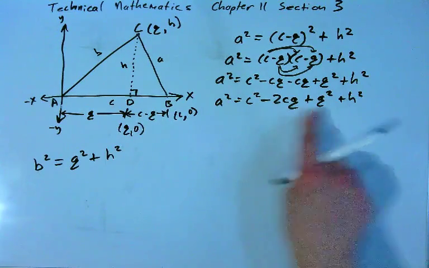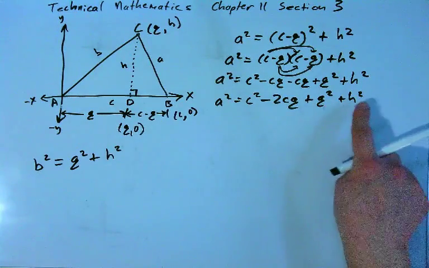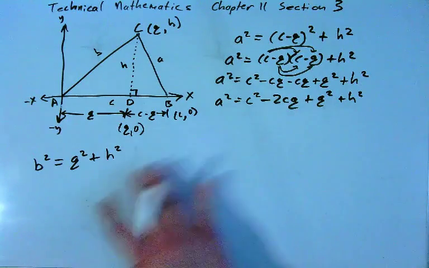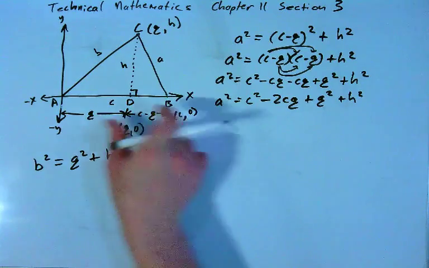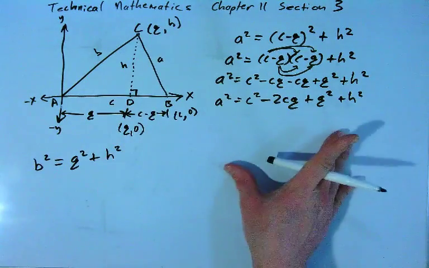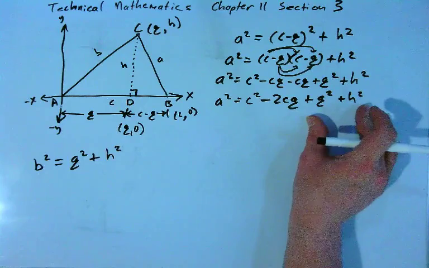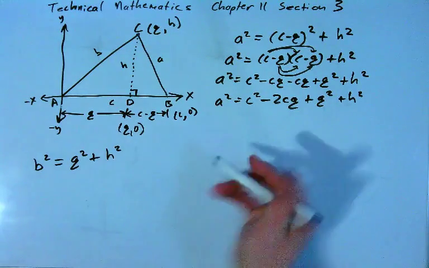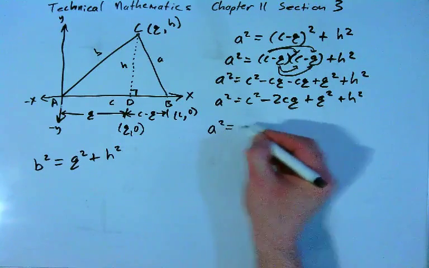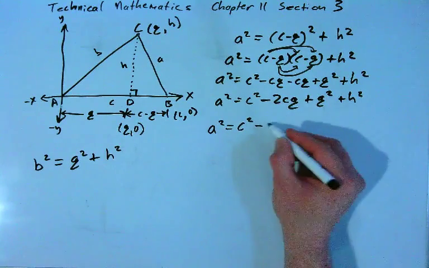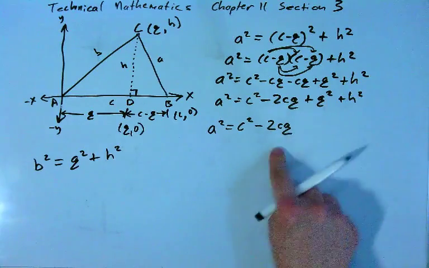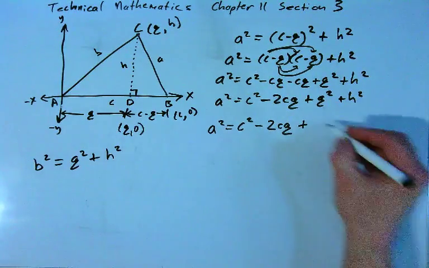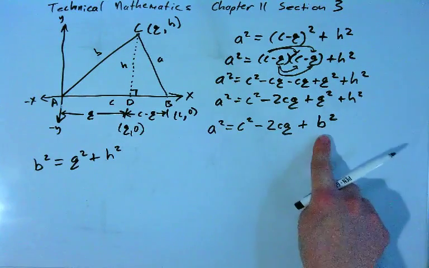And in this version of the Pythagorean theorem for this triangle, I have G squared plus H squared. And since G and H are the same values in both equations, right, their lengths are equal for both equations, I can make a substitution here for G squared and H squared. I know that that's equal to B squared. So I'm going to make that substitution. A squared is equal to C squared minus 2CG plus, and instead of G squared plus H squared, that is B squared. So I'm going to write B squared here.